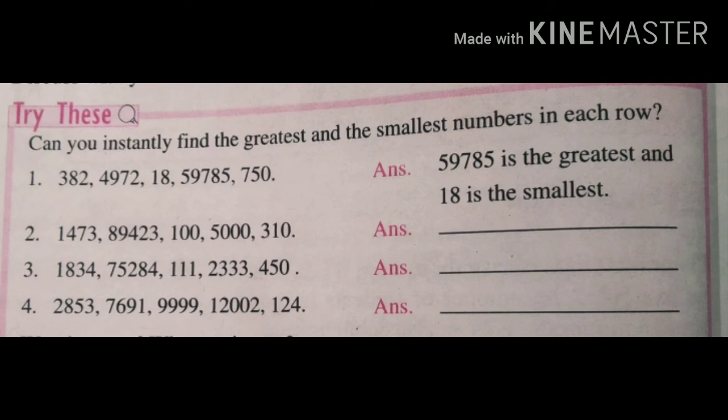So now the fourth one we will see. We have to use that same way only. We have to see the first digit of all the numbers. So we can say that 9 is the greatest. So 9999 is the greatest and 124 is the smallest number among them.